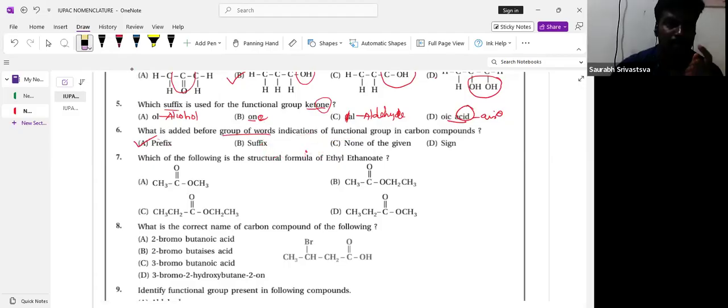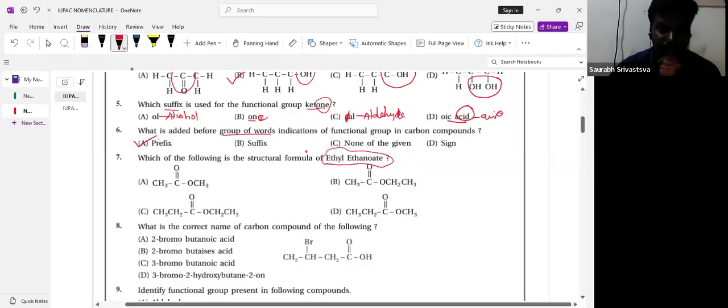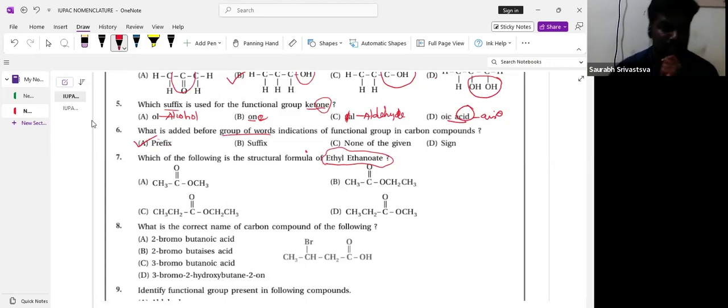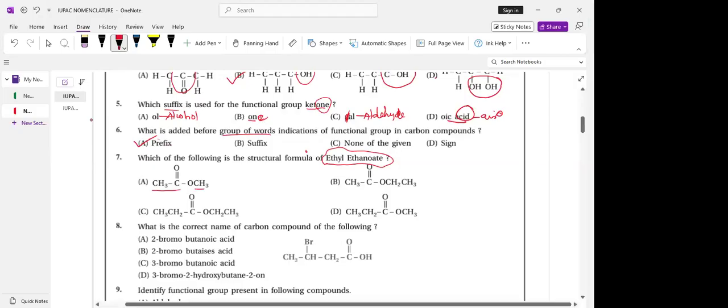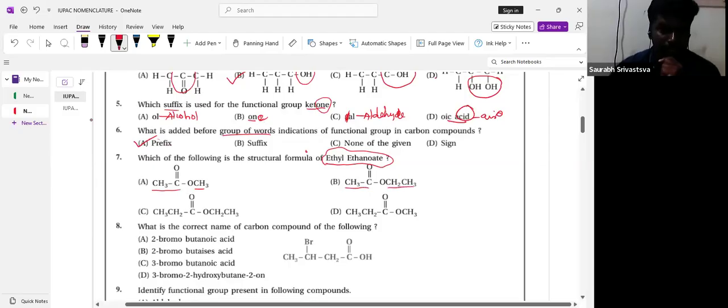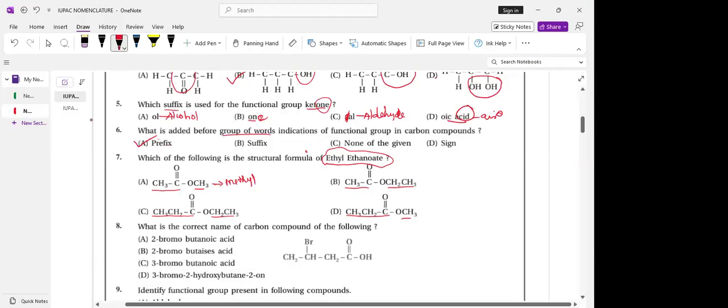And next question. Which of the following is ethyl ethanoate? This formula we already discussed. So what is the answer? Here, one carbon. Here, two carbons. Here also two carbons. And here 1, 2, 3 carbons are there. Two carbons here, 3 carbons with one carbon. Correct? Then what is the name of this compound? Methyl ethanoate.